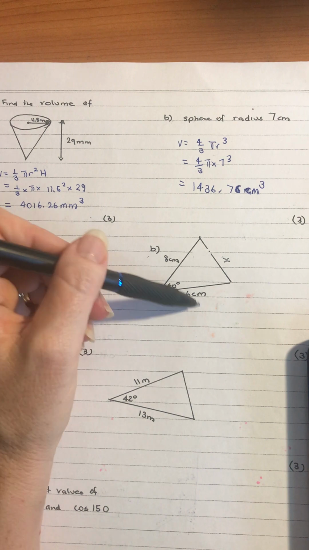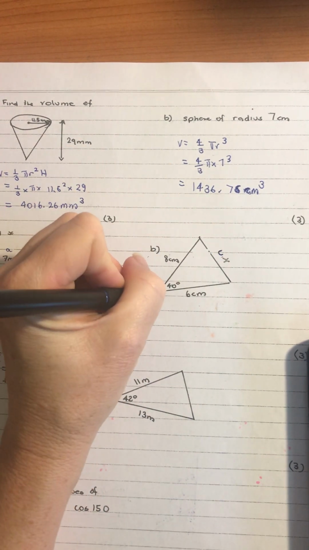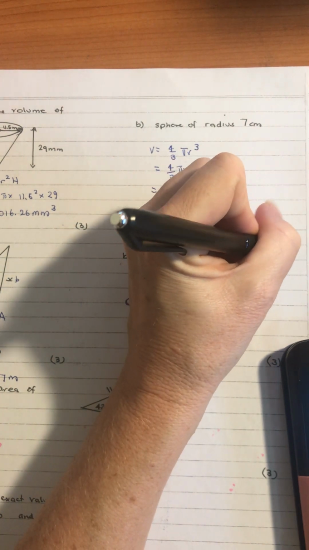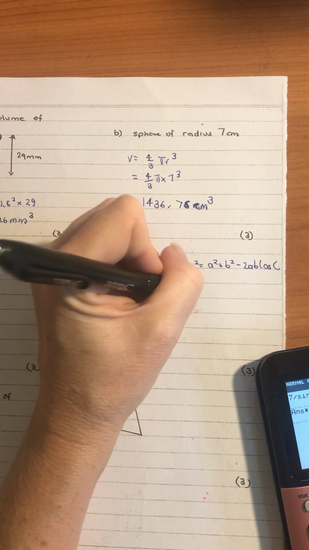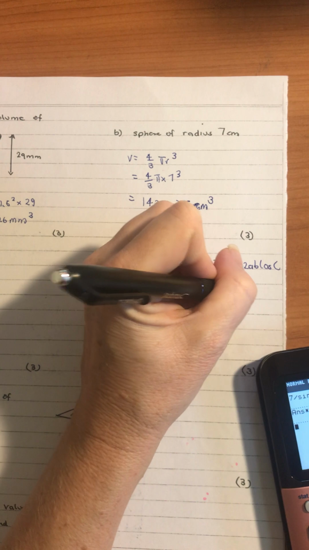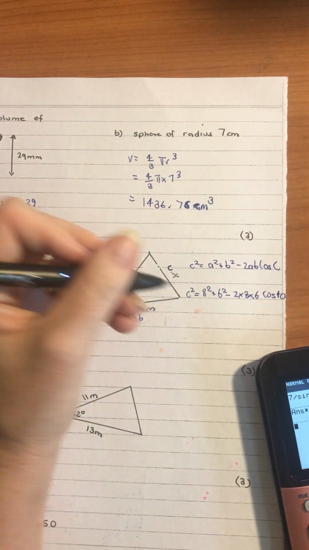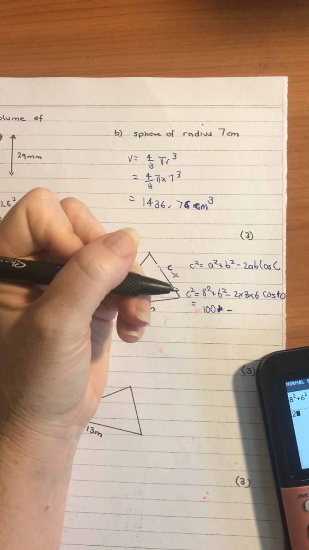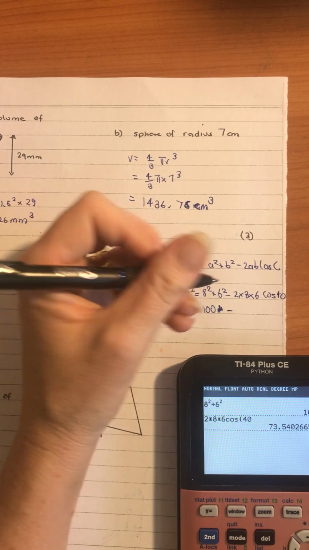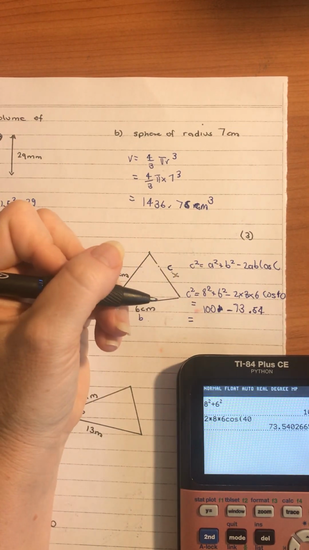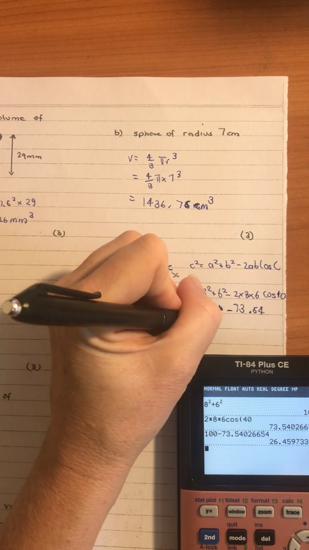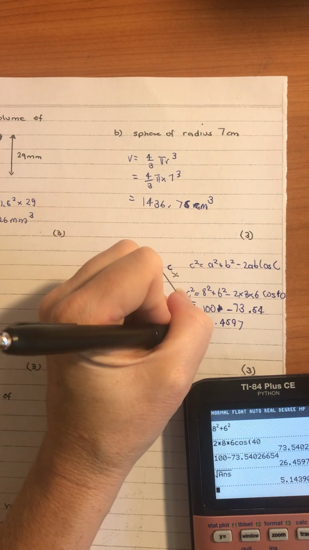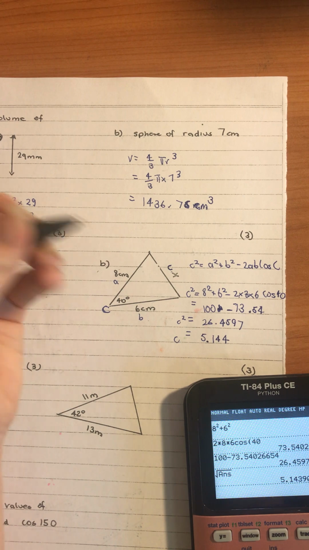Then over here I don't have a side and its matching angle, so I'm going to use the cosine rule. So I've got C, my big C, A and B. So I've got C squared is equal to A squared plus B squared minus 2AB cos C. Then I'm going to put in what I know. So I've got my 8 squared plus 6 squared minus 2 times 8 times 6 cos of 40. So I'll do my 8 squared plus 6 squared, and I get 100. And I'm going to take away 2 times 8 times 6 cos 40, which is 73.54. So I'll do my 100, take away that answer, gives me 26.4597. That's what my C squared is. So to get my C, I'll do the square root of that, and I get 5.1439. I'll round that to 5.144, and that is centimetres.